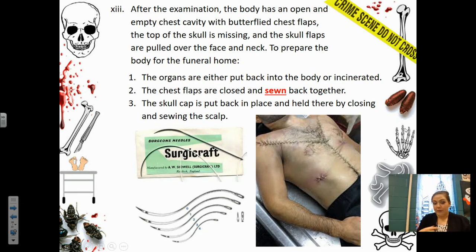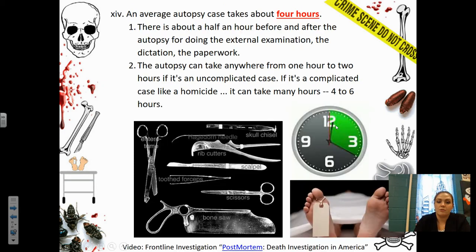So basically, they just put it all back together and stitch it up. So you've been seeing these kind of markings in our body farm videos. You should have seen, like, why were they all sewn up like that? It's because they had an autopsy. So that's the way it looks. The skull cap is put back in place and held there by closing and putting down the skin and sewing around it. So everything is sewn back together afterwards.